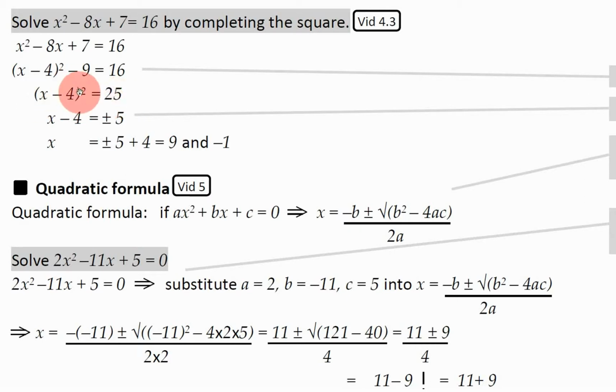If you square root a square, you basically undo the square. So if I said 10 squared and then square root it, you go back to 10. So if I have (x minus 4) squared and then square root it, you go back to x minus 4. And square root this side gives you 5 and minus 5.